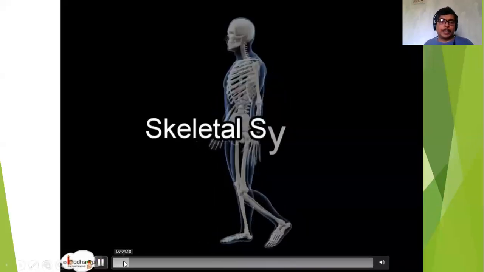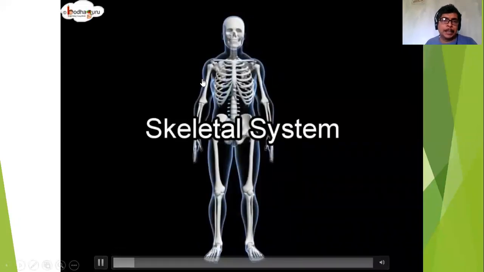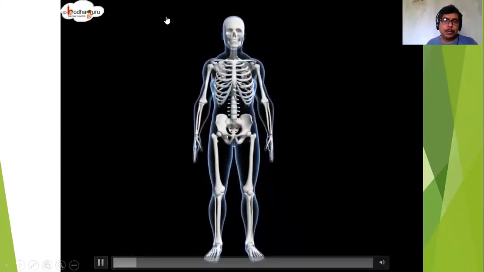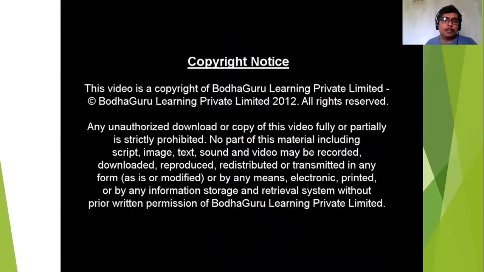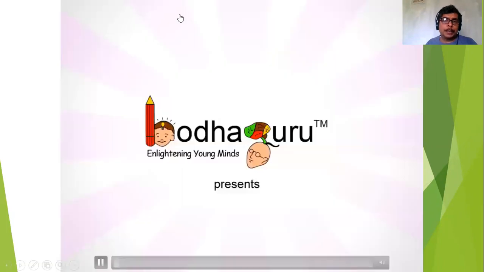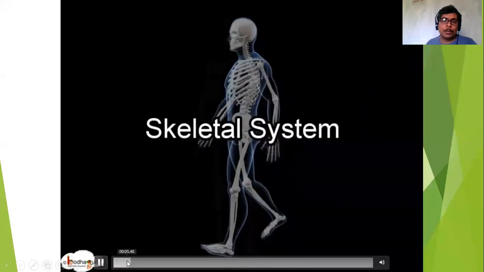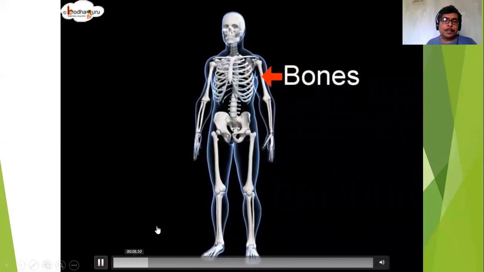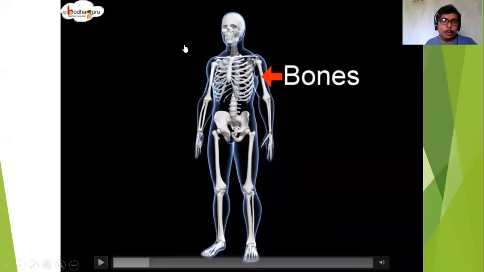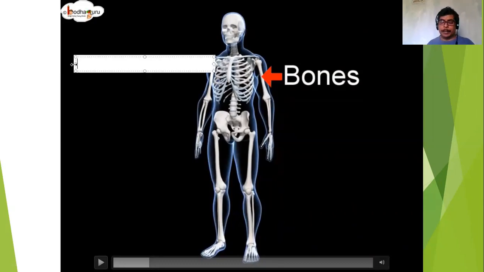You can see this is a skeleton system. A skeleton system consists of bones, right? There are 206 bones in our body. How many bones? There are 206 bones in the human body.